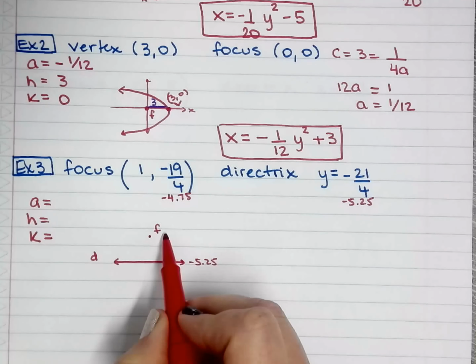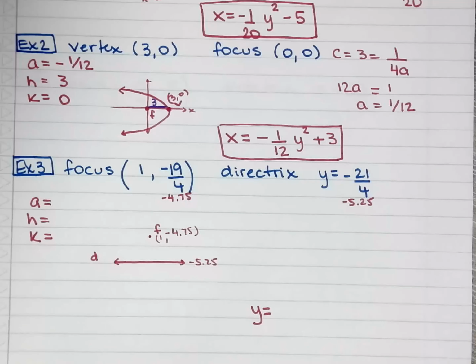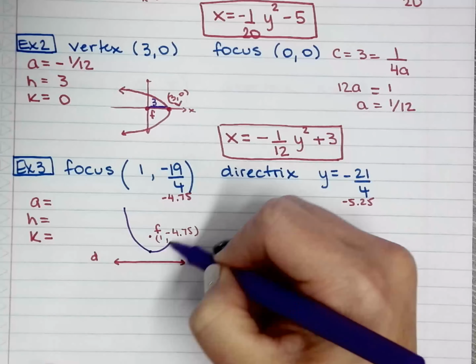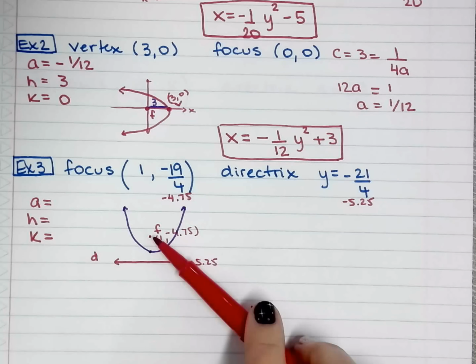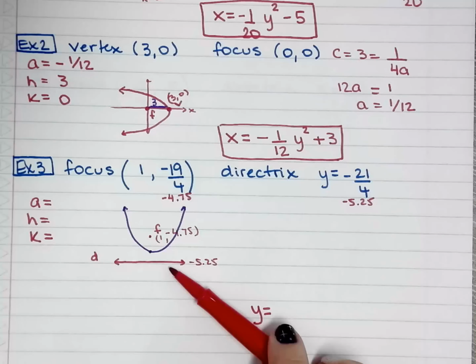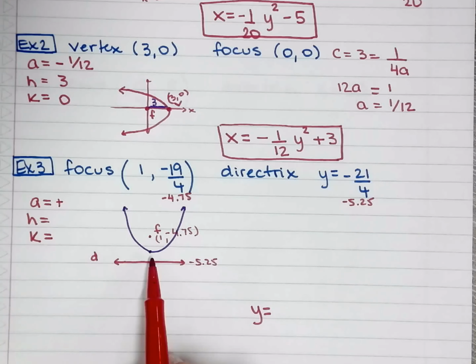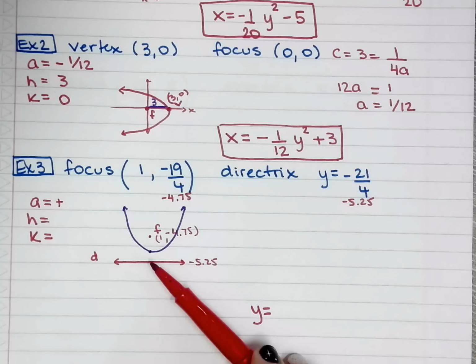Focus at negative 4.75 for y and 1 for x. Okay. So that means the parabola is over here somewhere, or the vertex, opening this way, because the focus is a point inside the parabola and the directrix is a line outside the parabola. I know A is going to be positive. So the next step, I need to find the vertex. So the vertex is right there, halfway between the focus and the directrix.